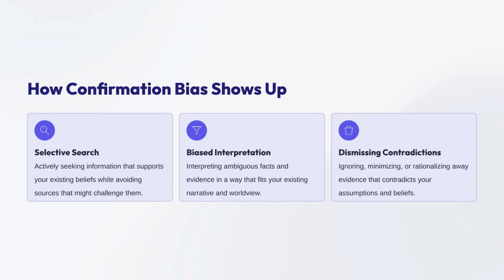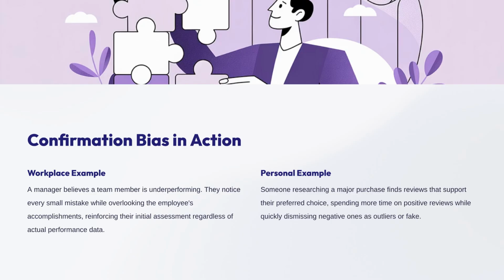Confirmation bias shows up in 3 ways: selective search, where we actively look for supporting information; biased interpretation of facts; and dismissing contradictions that challenge our assumptions. In the workplace, a manager might only notice the mistakes of an underperforming team member, reinforcing their initial assessment. Personally, when researching a purchase, people spend more time on positive reviews supporting their preference while dismissing negative ones.